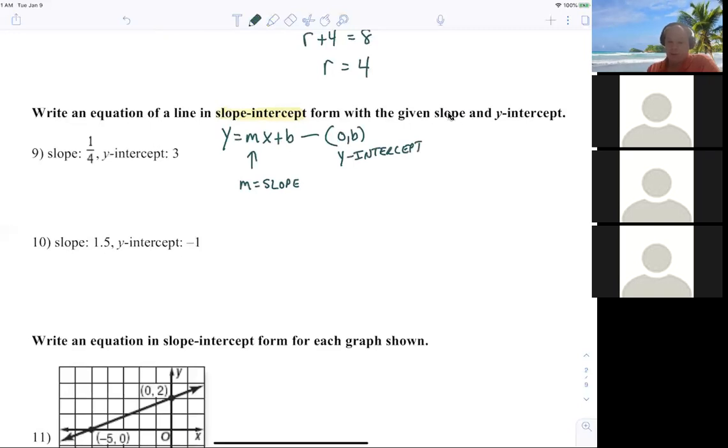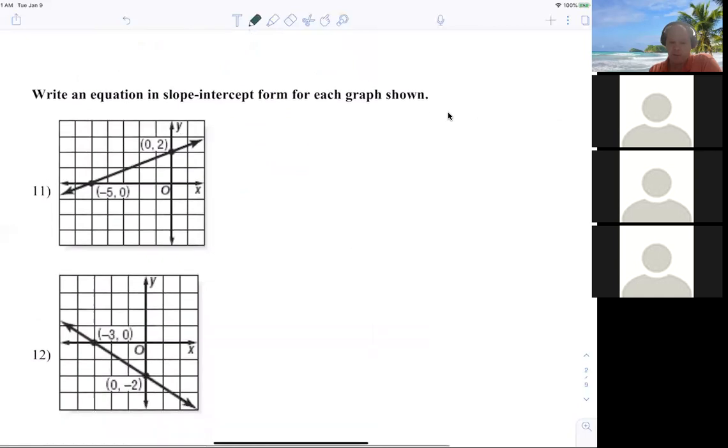Now this one's pretty simple. Number 9 is pretty simple for one reason. It gives you b, and it gives you m. So when you put this into the equation, it's just y equals 1/4 x plus 3. Now, again, obviously, that's the really easy one, okay? But that's a review of slope-intercept form. Now let's take a look at number 11.